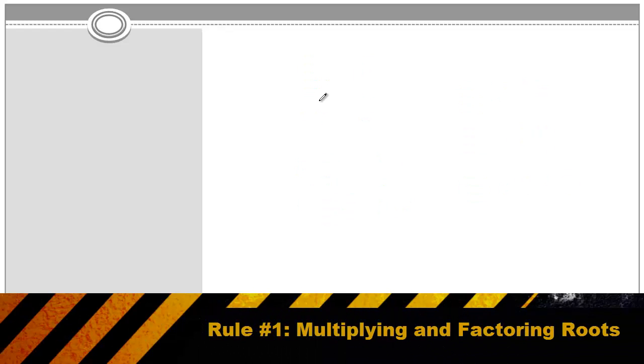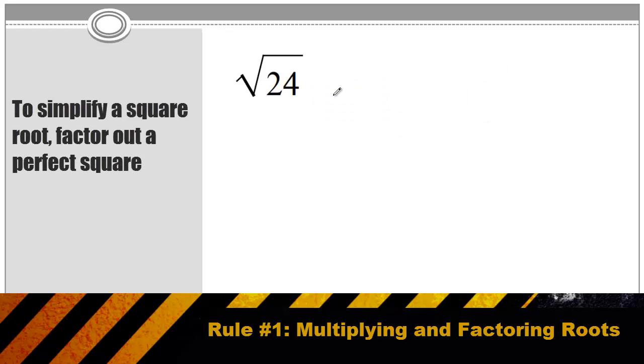The first broader concept you need to know is that the square root of x times y is the same thing as the square root of x times the square root of y. This rule becomes helpful when you're trying to simplify radicals that are not about perfect squares.